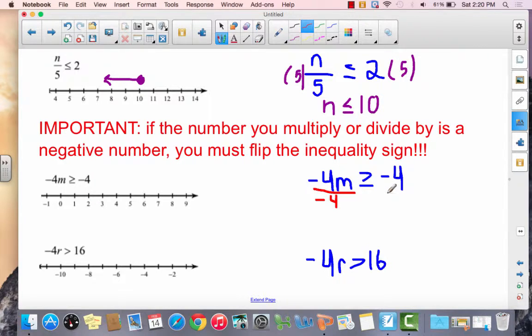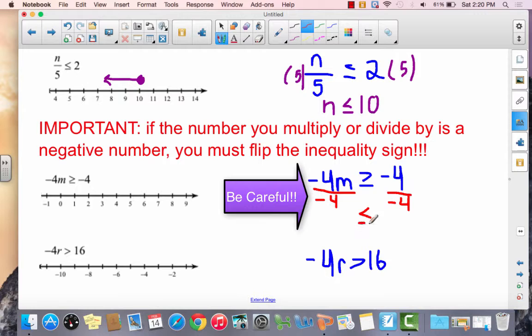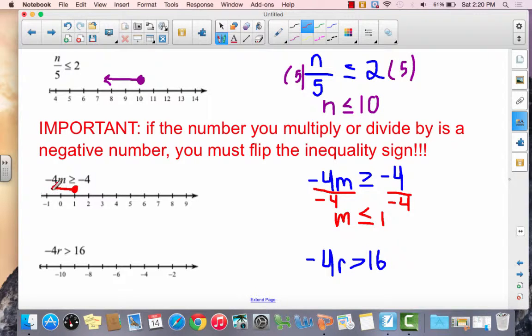Whatever I do on the left, I do on the right. Now looking here, I know that I just divided by a negative. So this sign is going to come down and flip to be the reverse. I'm left with m on the left, and the quotient of negative 4 and negative 4 is 1. When I graph my inequality, I'll find positive 1, closed circle because it's also equal to, and I'm going to go to the left for less than because I follow the new sign that I put in my solution.